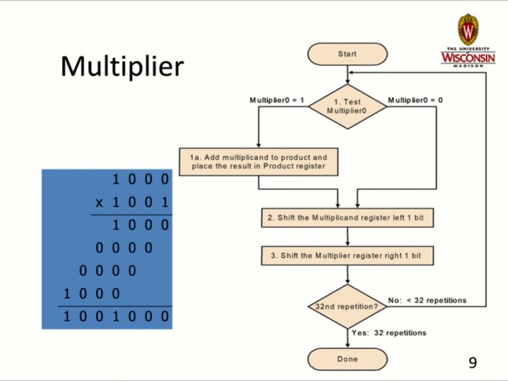This chart shows a flowchart that illustrates the decision making that the control logic would have to make to implement this multi-cycle multiplier. Again, we initially load those two values into the corresponding registers. Then for every bit position, we check to see if the multiplier has a 1 or a 0 at that bit position. If so, we do the addition. Then we shift the multiplicand and the multiplier, and then we check to see if we're done. If we're not done, we repeat 32 times. Finally, we're done, and we stop.